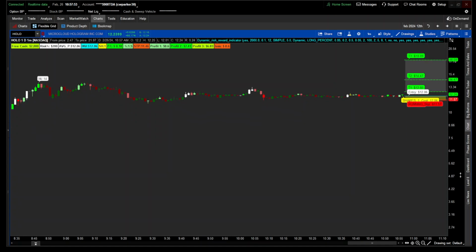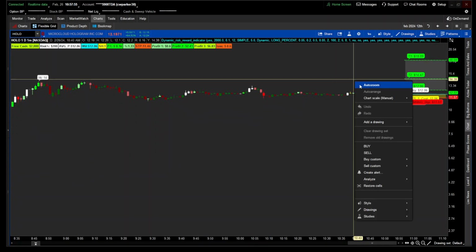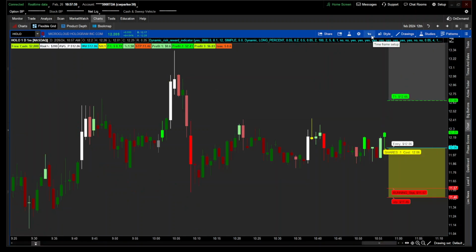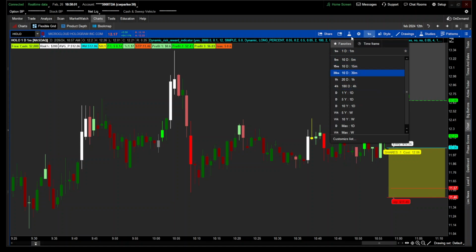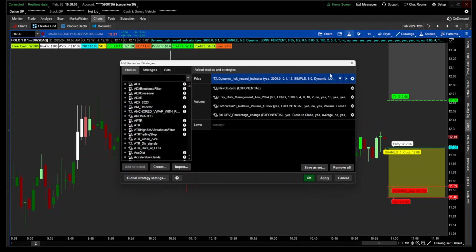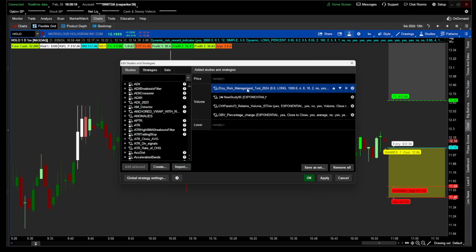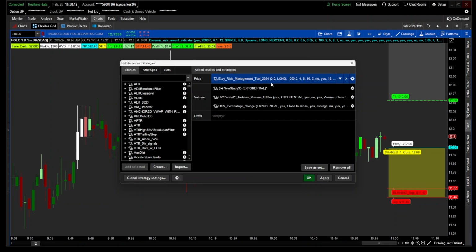These risk management indicators, they work on all time frames. So it doesn't matter if I was on a day chart or this. So I'm doing away with both of those indicators. So I'm replacing those two with my risk management indicator, or risk management tool 2024.